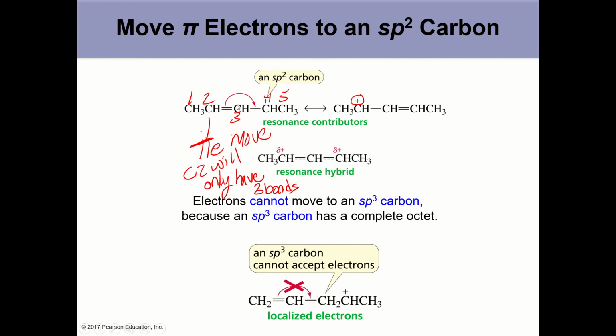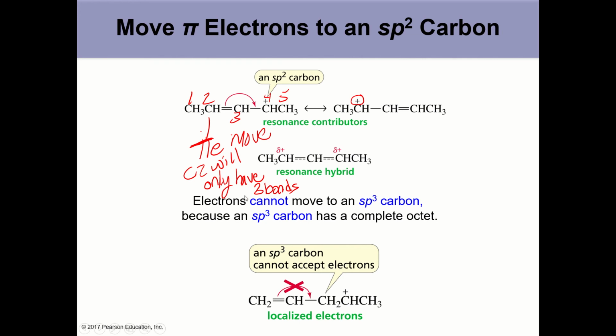When you have the 2 resonance contributors, that helps you to draw the resonance hybrid. So I know that atoms 2, 3, and 4, because they can share the pi electrons, should have dashed bonds showing that those electrons are shared.